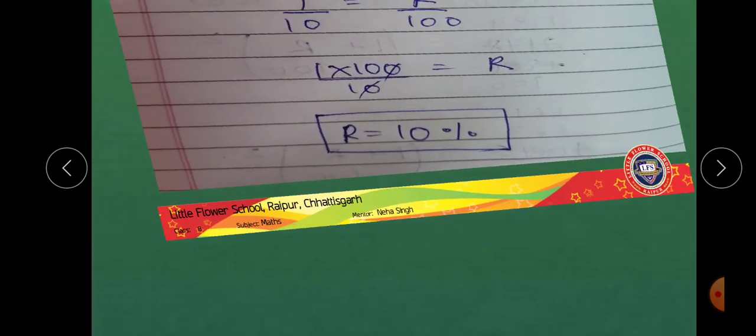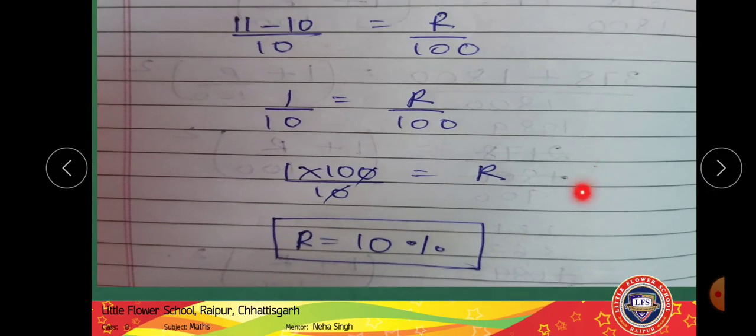So we'll get the value of r as 10%. Calculation part I have not explained. You can go through the video. That it is very easy. You can easily just cancel it with the numbers, smaller numbers. We can get the answer by easy solution, right?